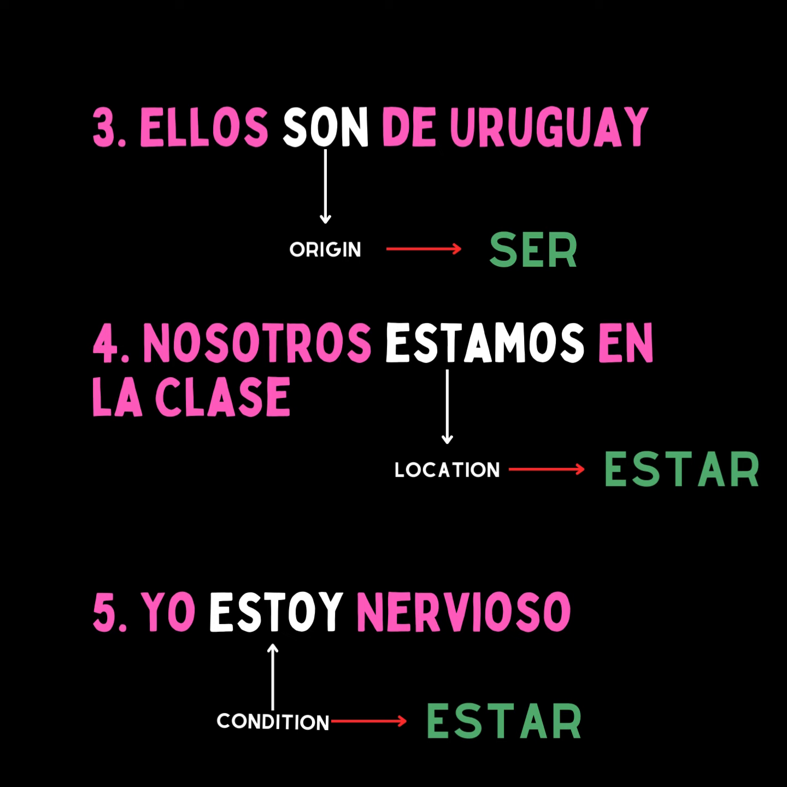Number 3. Ellos son de Uruguay. Since we're talking about the people's origin, we're using the verb ser, and we conjugate ser to son because of the pronoun ellos. Number 4. Nosotros estamos en la clase. We're talking about location here, so we're using the verb estar, and we conjugate estar to estamos because of the pronoun nosotros being used in the sentence.